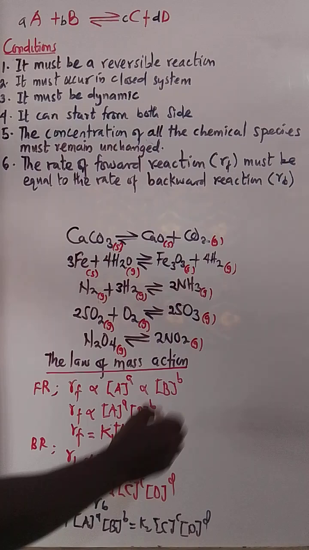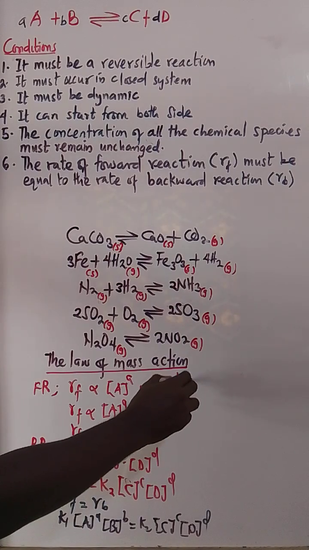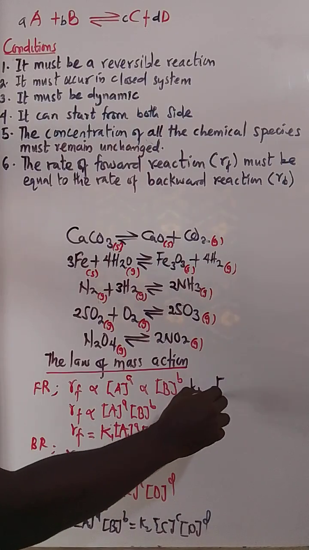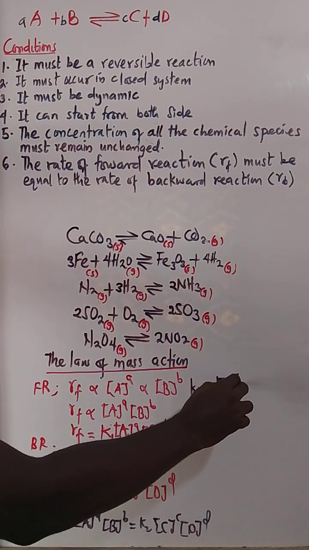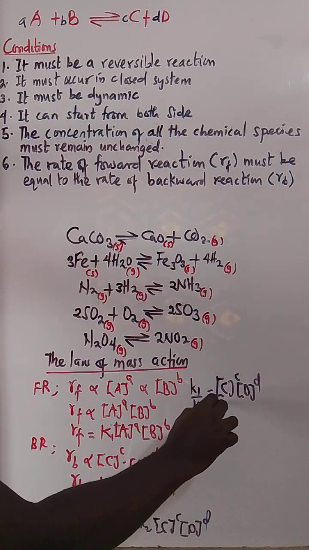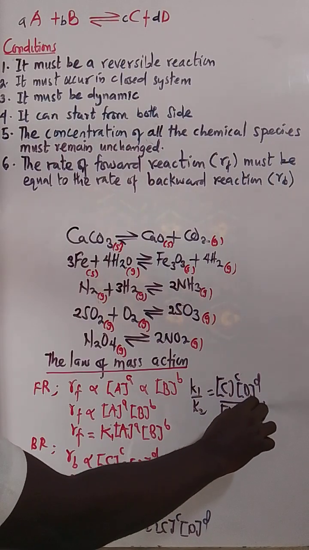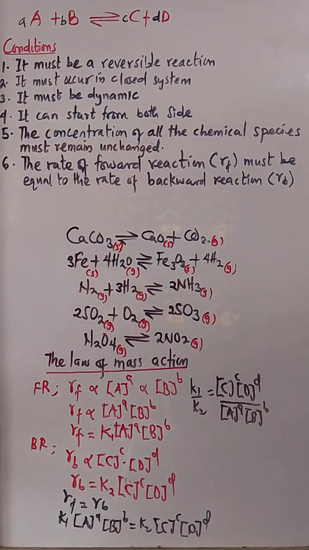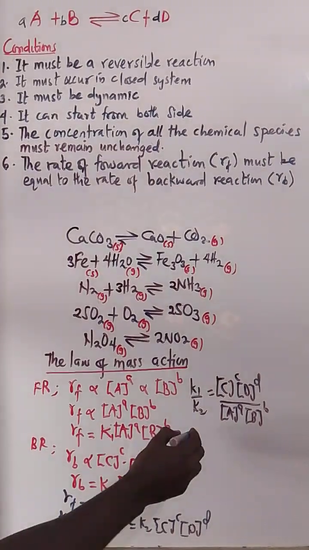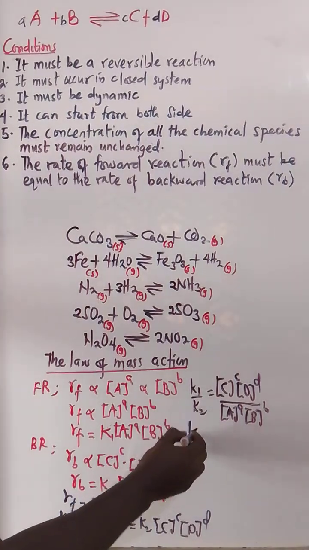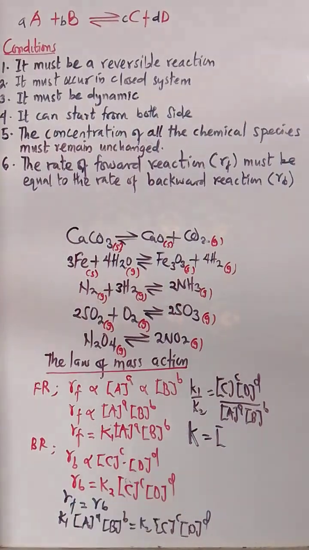From here, if we divide both sides by K2, we have K1 over K2 equals the concentration of C to the power of c, the concentration of D to the power of d, over the concentration of A to the power of a, the concentration of B to the power of b. This ratio, K1 over K2, is called the equilibrium constant. So we can call the equilibrium constant Kc. From there, K, our equilibrium constant, equals this.